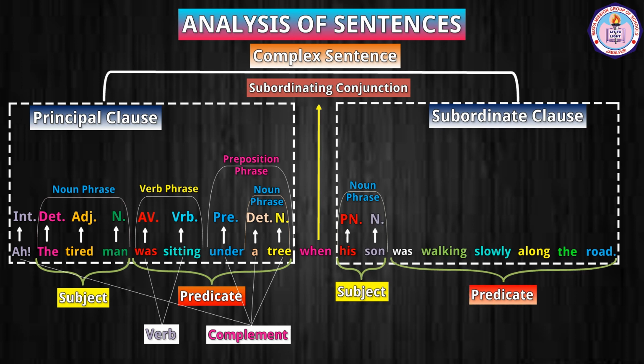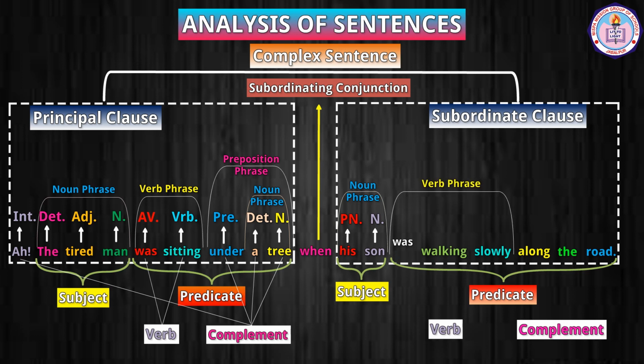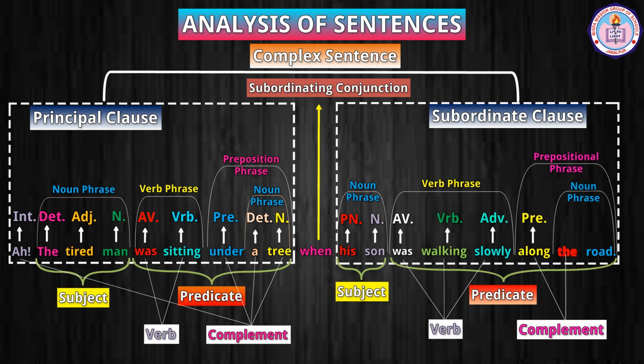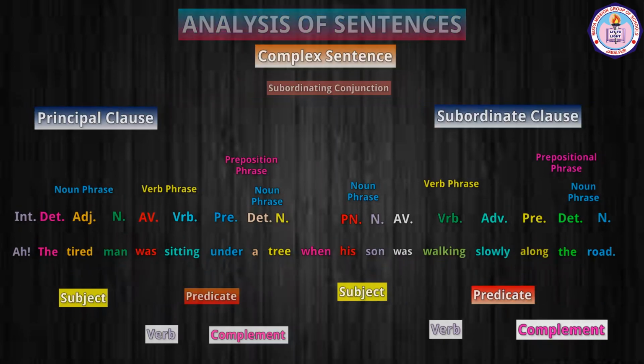The predicate contains a verb and complement. The verb is a verb phrase, was walking slowly, containing auxiliary verb was, main verb walking, and adverb slowly. The complement is a prepositional phrase containing preposition along and noun phrase the road. The is a determiner and road is a noun. We have seen three kinds of sentences to learn about the detailed analysis. The learner can try the same with other sentences for practice.